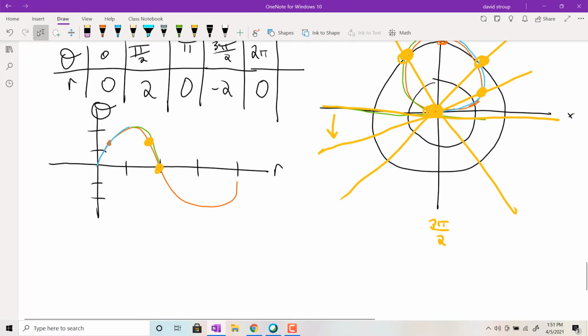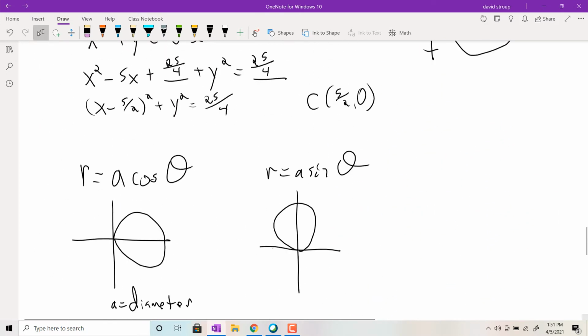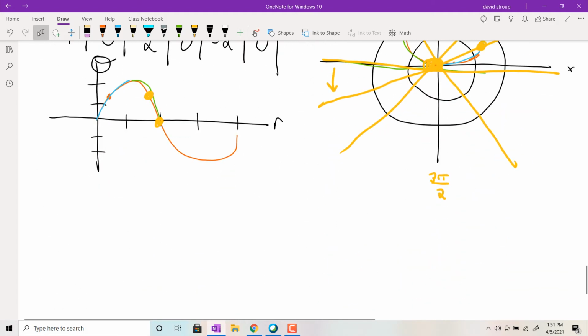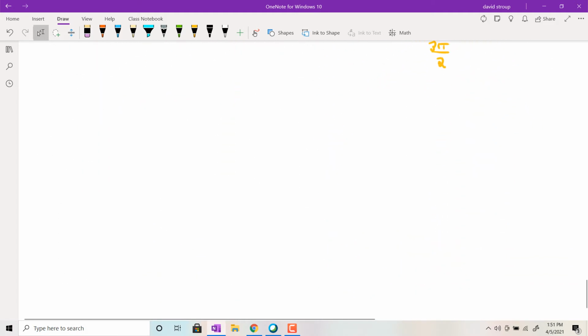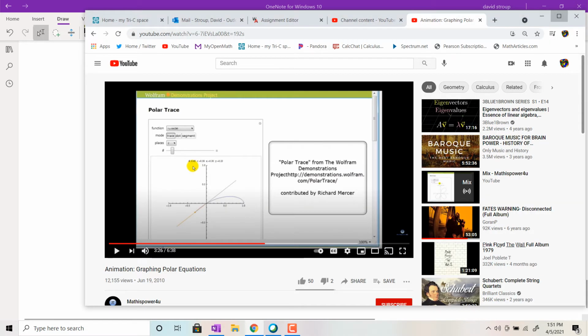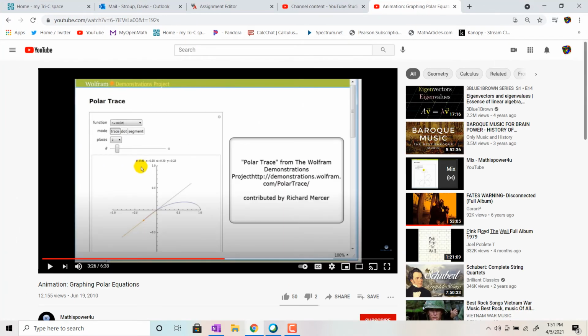Okay, and you see you get the other orientation as opposed to the sideways. Now you're getting the up and down orientation. Let me maybe show you an animation. Hopefully that will clear it up a little bit. Usually I have this in Wolfram, but I don't have access to Wolfram right now, so I have to use this other guy's video.